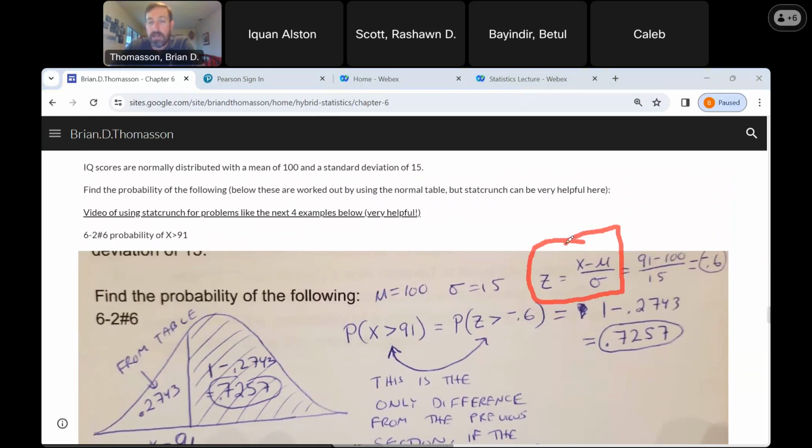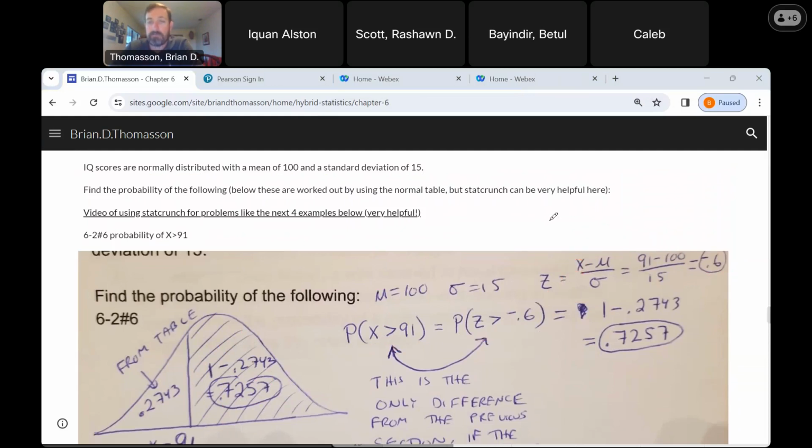Now, this formula is going to take this X, 91, and convert it into a Z. The way that happens is we take our X score, which is 91, subtract the mean, which is 100, and divide by the standard deviation of 15. What that does is take the X score and change it to a Z score. We calculate that and it comes out negative 0.6. So whether we say X is greater than 91 or Z is greater than negative 0.6, it's the same probability.